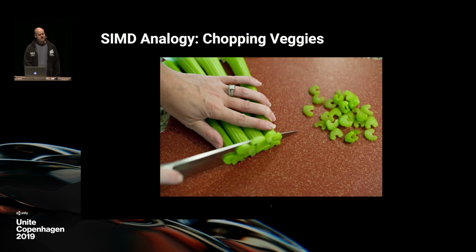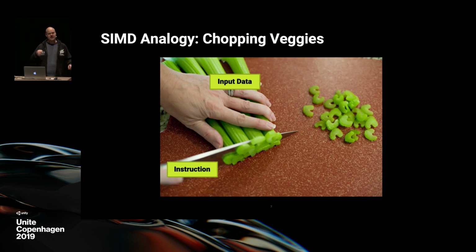All right, so the first thing is, that sounds all very abstract, but you can understand this easily if you think about cooking. So, prepping a salad for your dinner guests. You have your input data here, illustrated as multiple independent pieces of celery stalk. And you have your instruction. Each move of the knife, one instruction, is going to cut more than one independent piece of celery, which then gives you your output data. You're accomplishing more in a shorter amount of time.